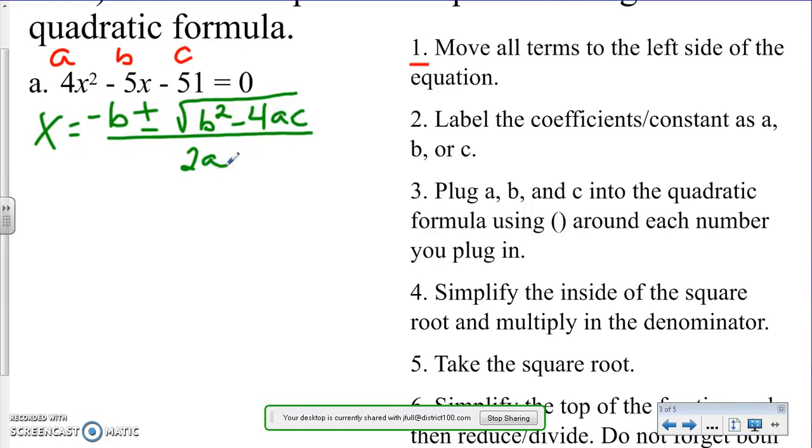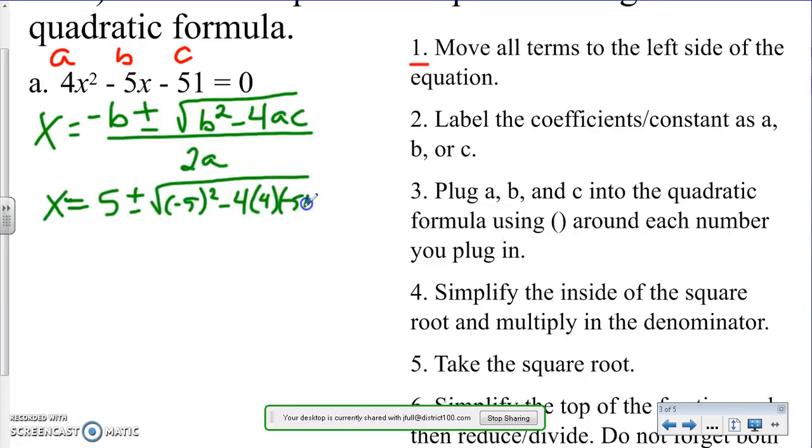Okay, so we're going to plug everything in, a, b, and c, using parentheses when we do that. So we're going to do the opposite of b, so since b is -5, that's going to change to a +5, plus or minus the square root of b squared, so -5 squared, minus 4 times a, which is 4, times c, which is -51, all over 2 times a.